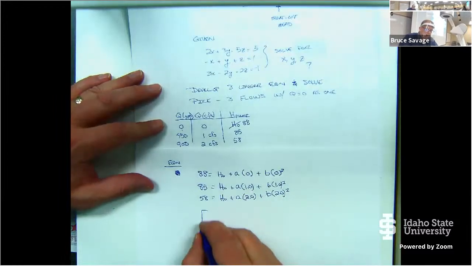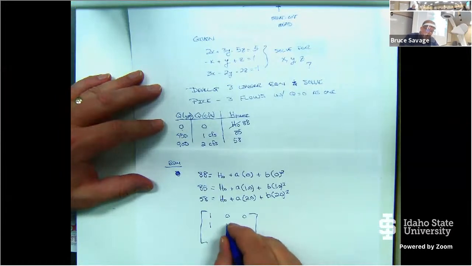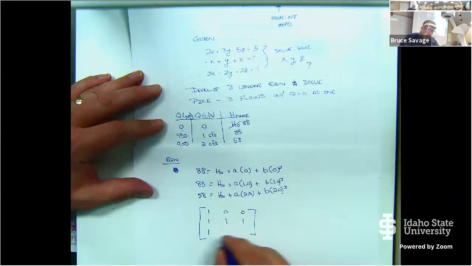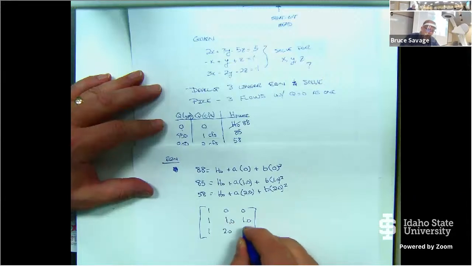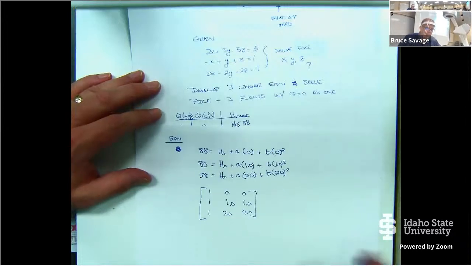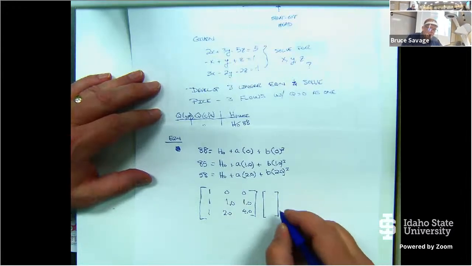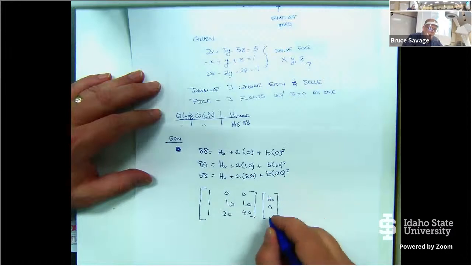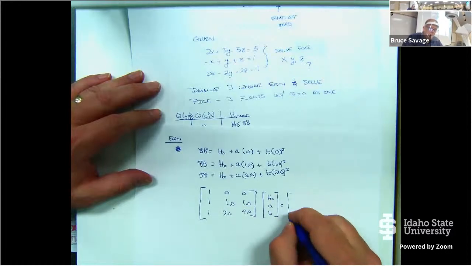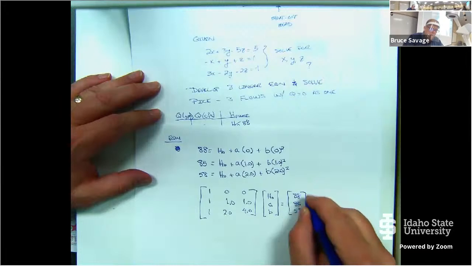So now I can create a matrix, a linear system, if you will, that is 1, 0, 0, 1, 1, 1, 1, 2, and 4. Now note, they don't always come out to be this nice of numbers. It's kind of nice that this book question worked out this nicely for showing it to you, but these are usually not that nice of numbers. Okay. And my values over here that I'm solving for are h sub naught, a, and b. And my b vector then is going to be equal to 88, 85, and 58.